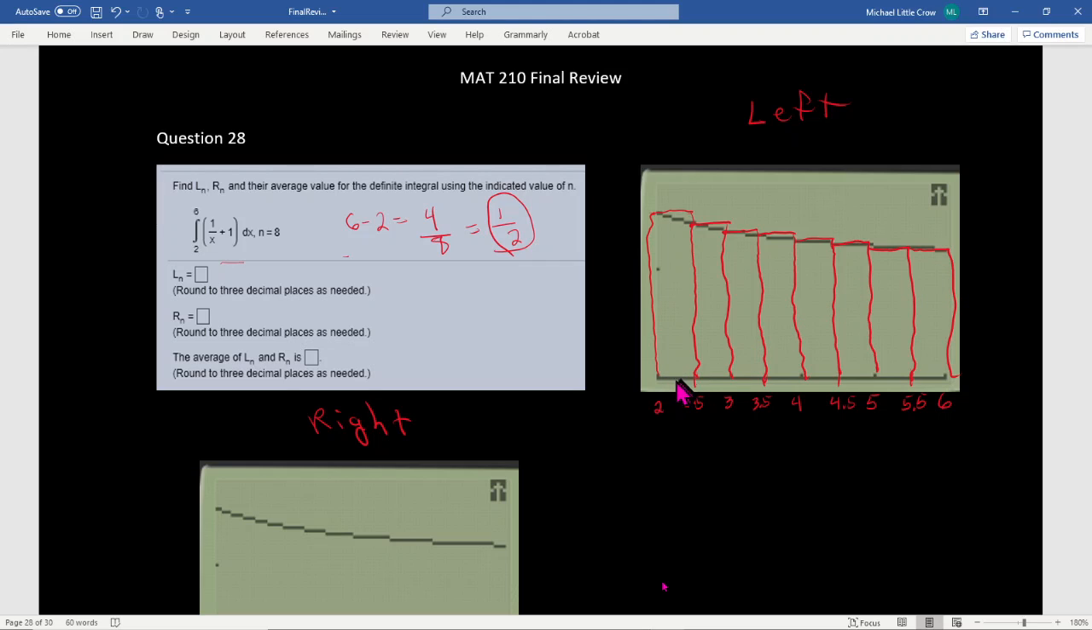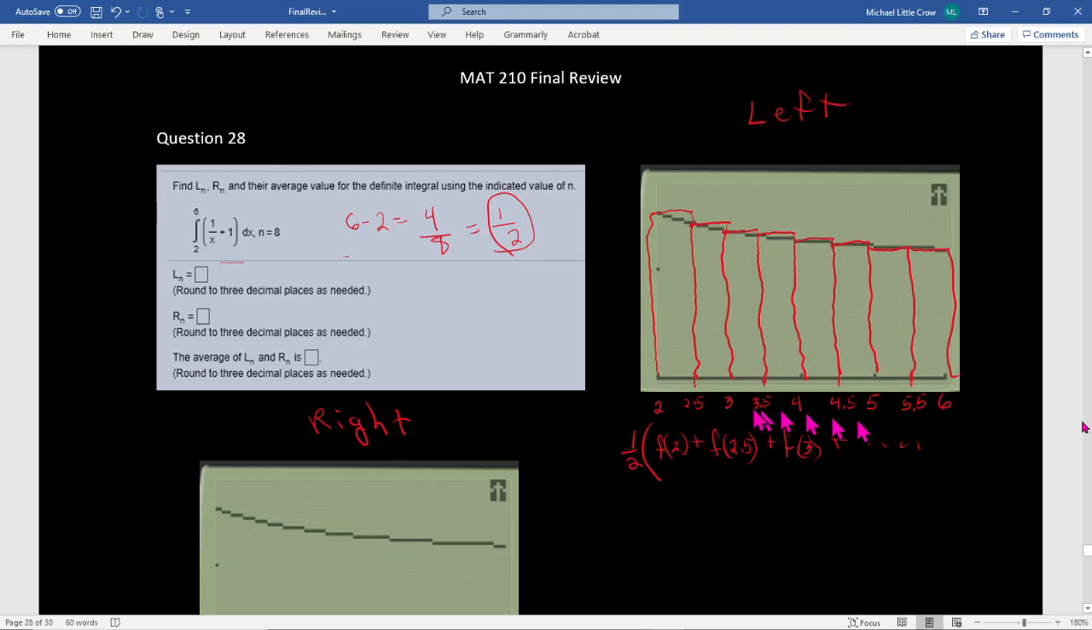The base of each of these is 1/2, so I'm going to put it outside, and then what I've got is the y values, the function values. So we get f of 2 plus f of 2.5 plus f of 3 plus f of 3.5, and so forth and so on. Okay, all the way. Now the last one we do though is just f of 5.5.